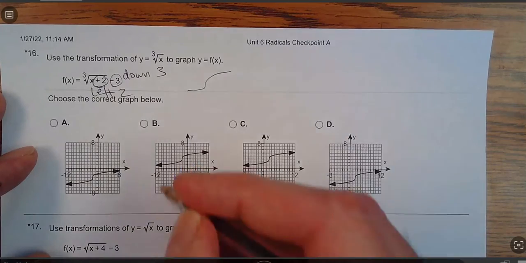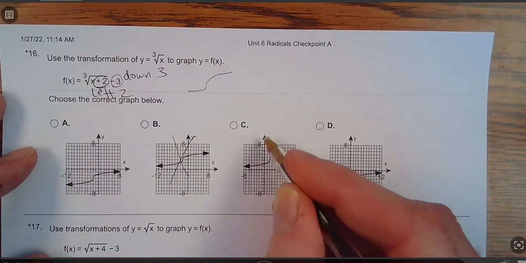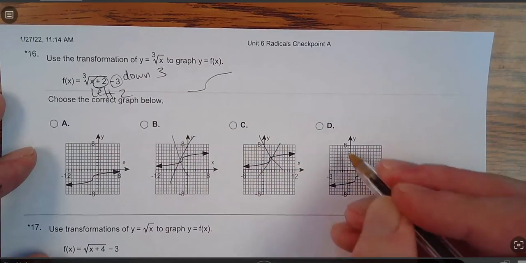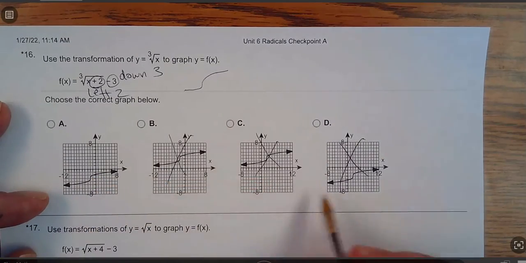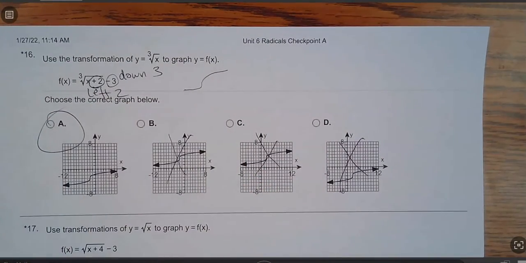So this is left and up, that's out. This is right and up, that's out. This is right and down, that's out. This is left and down, so A is the one.